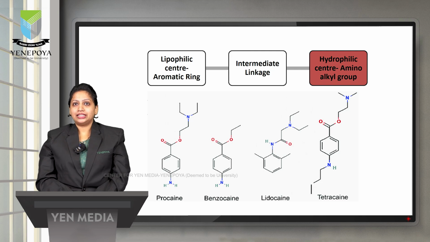The nerve membranes are generally lipoidal in nature. An increase in the lipophilic character enhances the penetration of local anesthetic into the membrane but decreases the solubility of the drug in the extracellular and intracellular fluid. An increase in the hydrophilic portion of the local anesthetic decreases the drug's penetration into the membrane. Hence, the local anesthetic should have an equal balance of both lipophilic and hydrophilic centers.